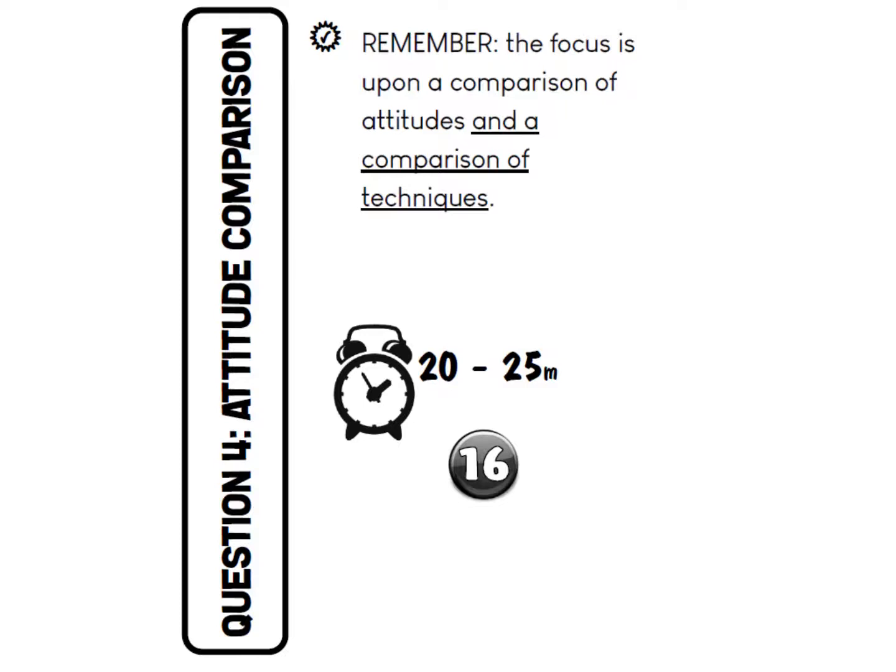So you wouldn't have talked about all the language techniques when you did question 2. You will now. Those things are in the mark scheme. And attitudes isn't factual, it's to do with their feelings towards things. So we're spending 20 to 25 minutes on this one. This is the kind of killer question.